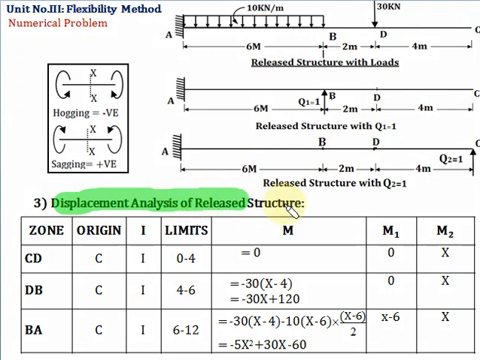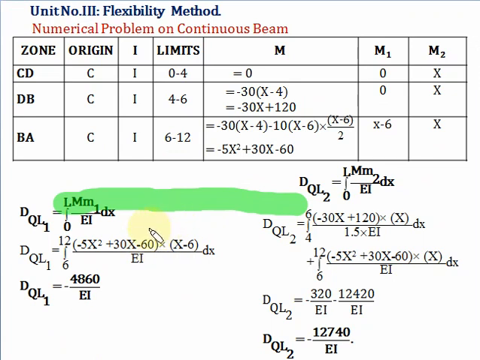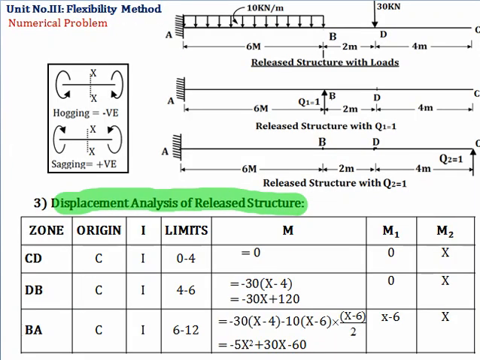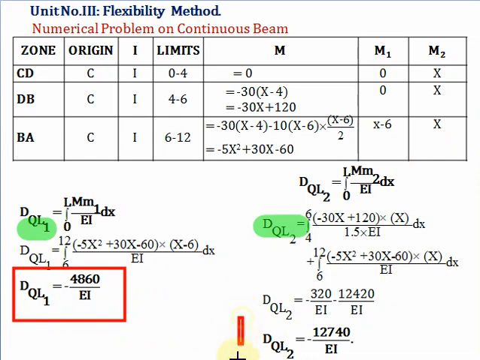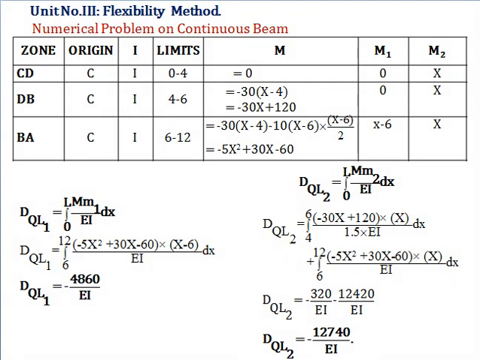This is the table. Then we found dql1 and we calculated dql2. The value for dql1 was minus 4860 upon EI, and for dql2 the value is minus 12740 upon EI.